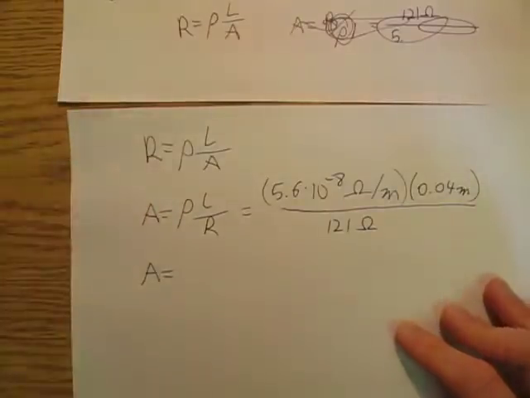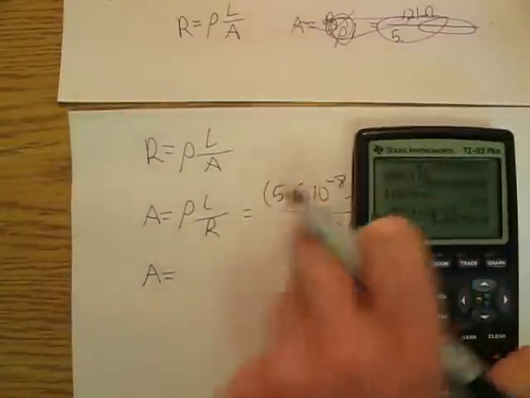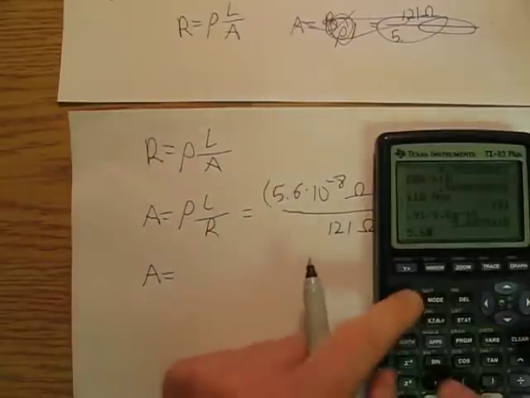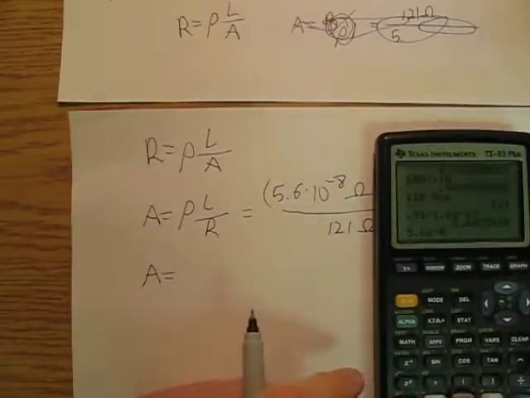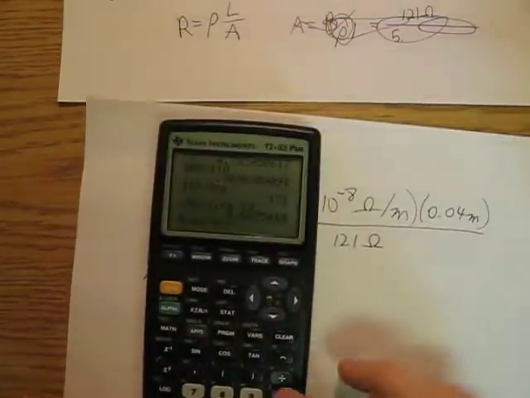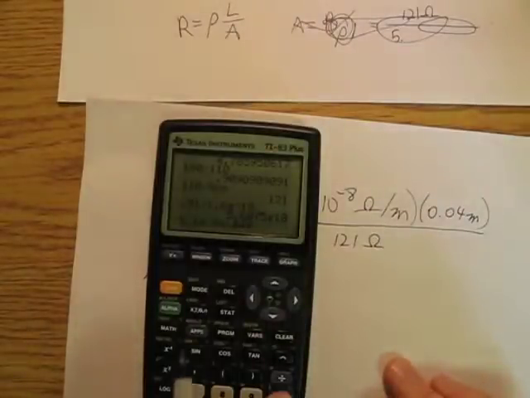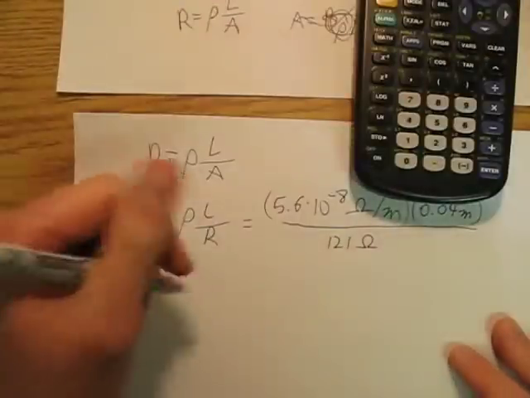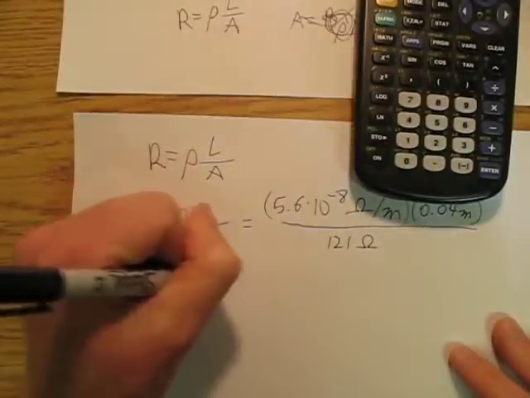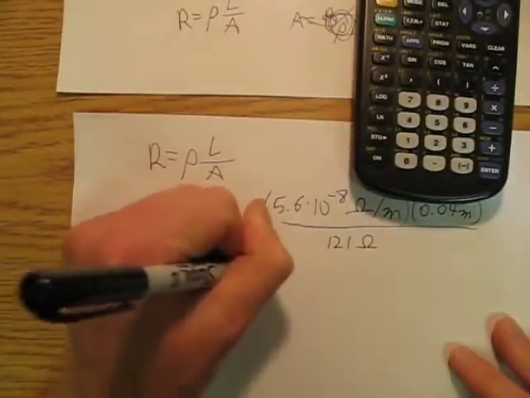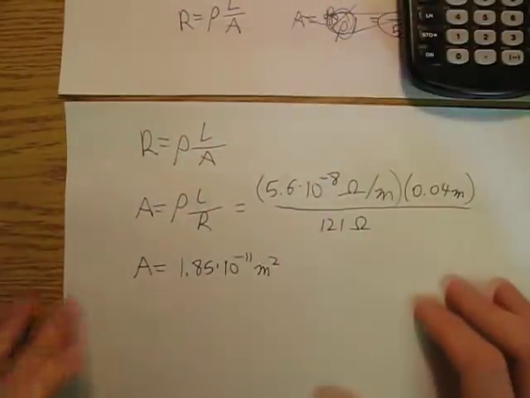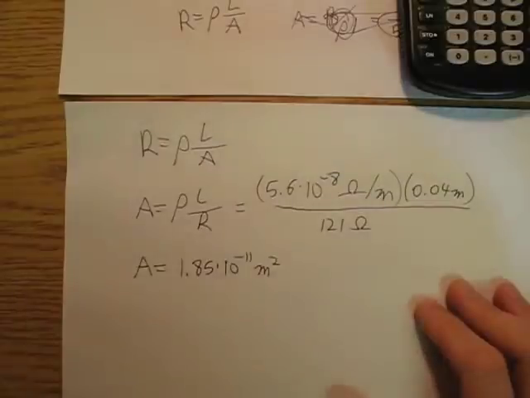So we're going to say our cross-sectional area is going to be 5.6 times 10 to the negative 8th times 0.04 divided by 121, which is 1.85 times 10 to the negative 11th meters squared. And you go, that's really small. And it is really small.